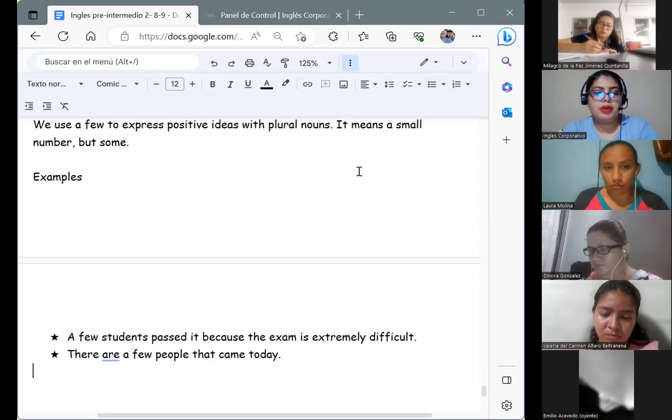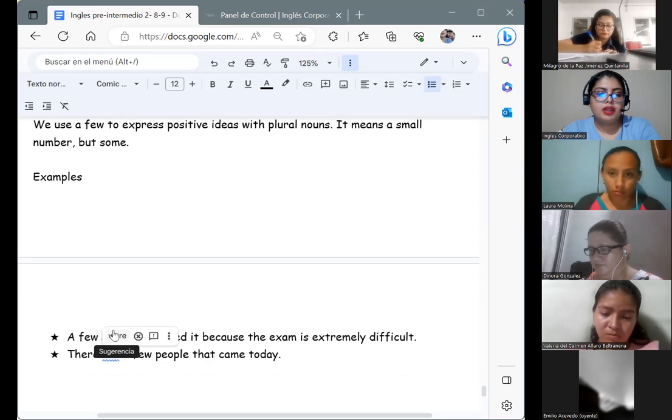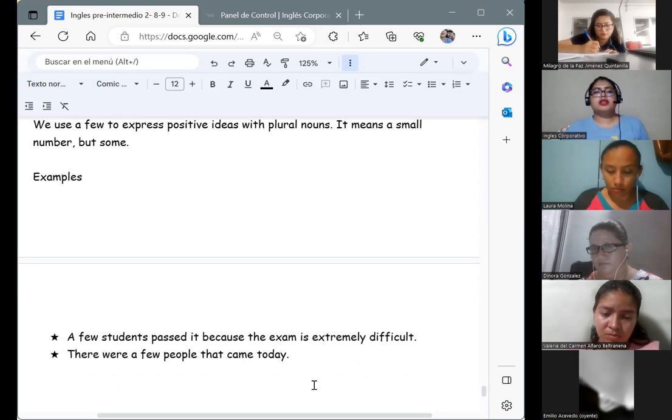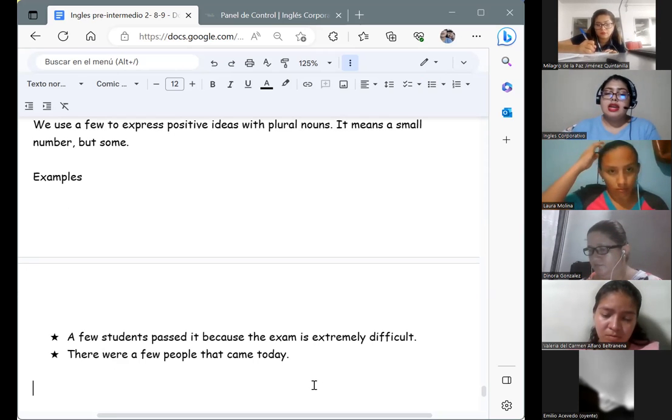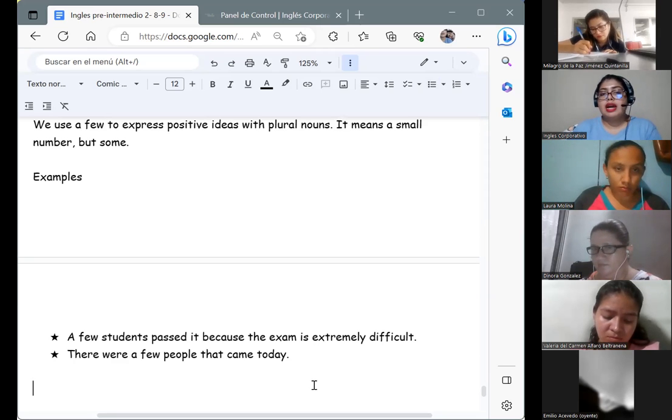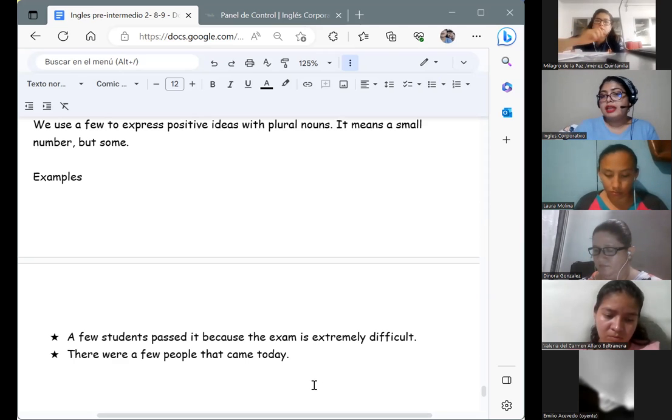So in this case, we're talking about people. So in this part, we are talking about something countable. So we have, a few students passed it because the exam is extremely difficult, because it is talking about a small number. So in this case, it's a small number of students that passed the exam. And in the other one, there were a few people that came today, and we have a small number of people that came to that place. But at the end it is a small number, but we have these people there.